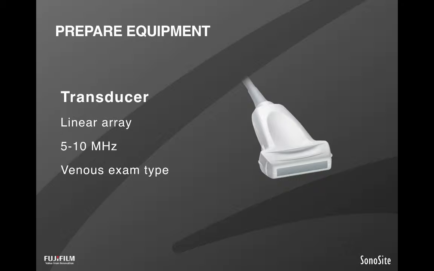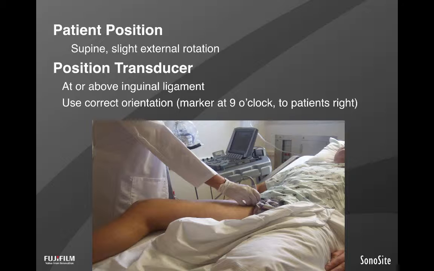So transducer, as I mentioned before, we use a linear array transducer. At a higher frequency, it allows for very good resolution for superficial structures, which is what all of our vessels that we're interested in are, right? They're superficial, and we want to really have high resolution to identify any of the echoes within the veins to identify thrombus.